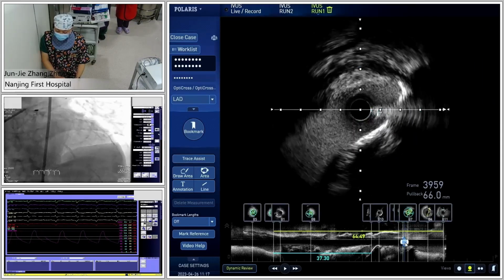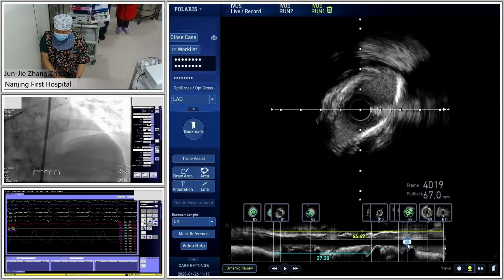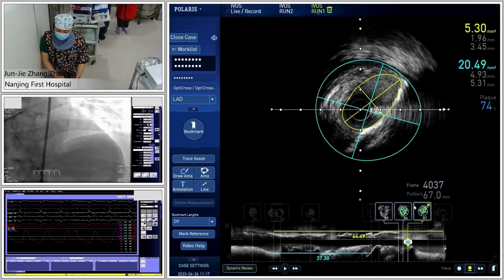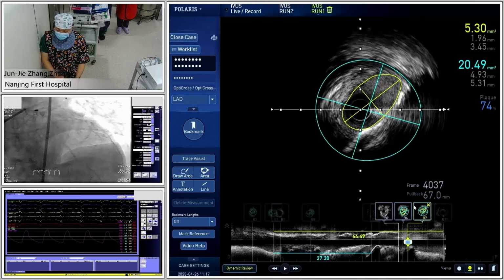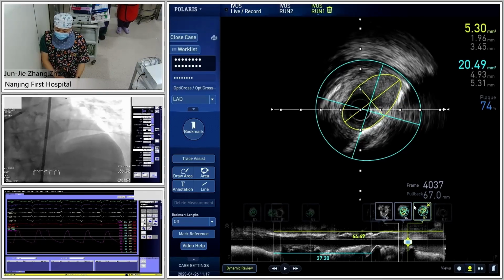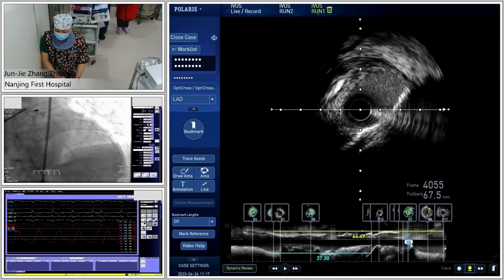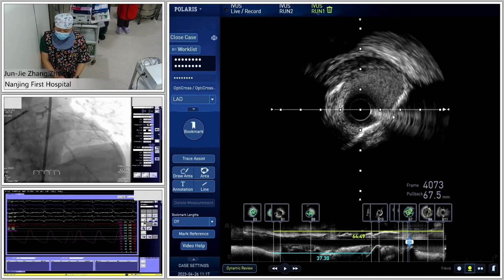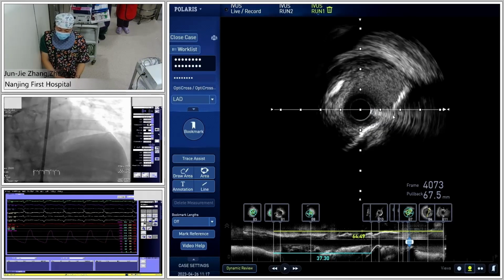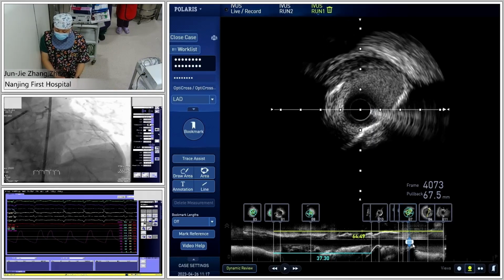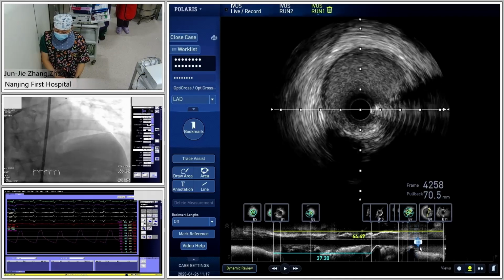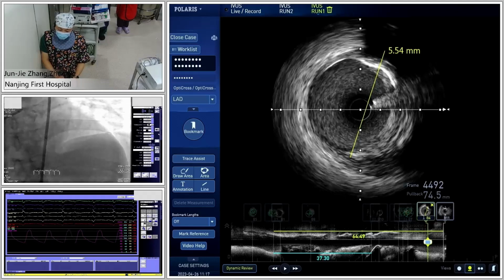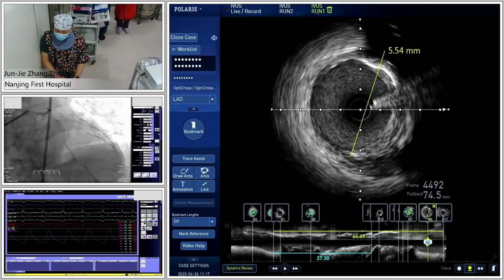Then pulling back, this is the distal left main. Here the distal left main area is about 5.3 square millimeters, and the plaque burden is more than 74%. Here we can see calcified plaque, but the calcification angle is about 180 degrees. Then pulling back, this is the body of the left main, and the vessel diameter is about 5.5 millimeters.